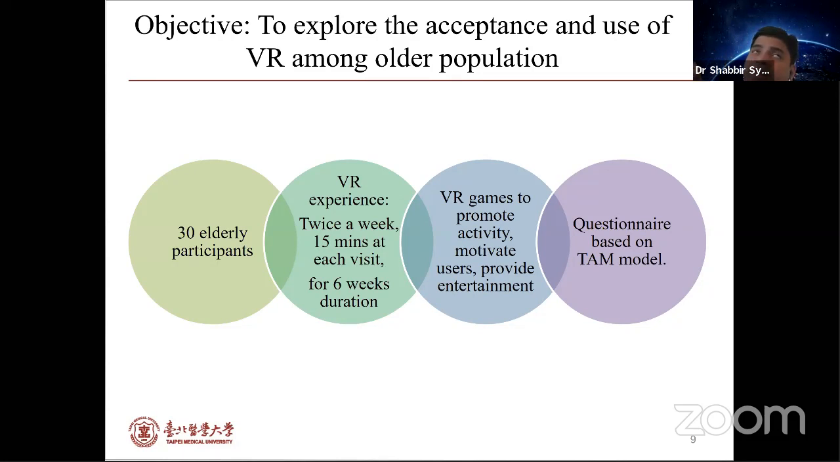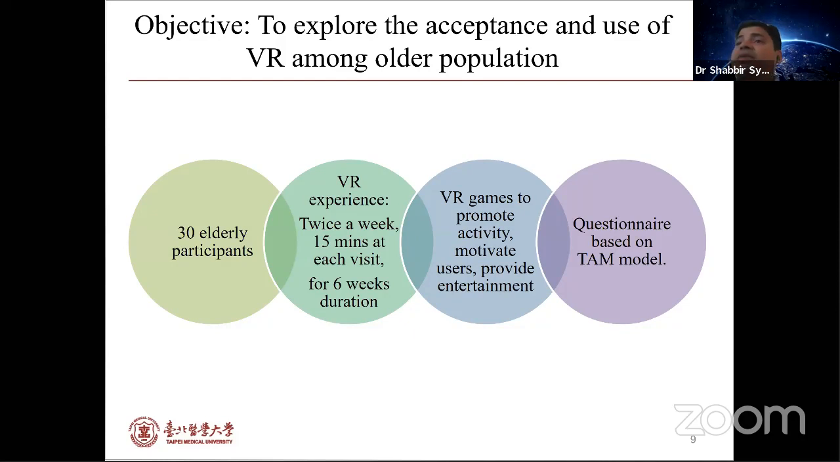So we should be very careful that we don't make them more dizzy, or make them fall. That will be a disaster. So we took all those precautions, and then we asked them to do this for 15 minutes, not for a long time, twice a week. This is for 6 weeks. And then we did a questionnaire, because here we can't collect any objective data. We need to ask them whether they are using it or not, whether they are liking it or not.